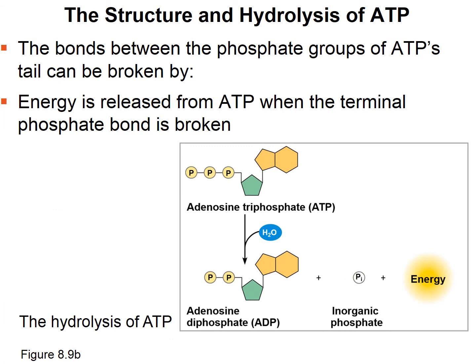The bonds between the phosphate groups of ATP's tail can be broken by hydrolysis. Remember, hydrolysis is when water is added to break a bond. This is exergonic. Energy is released from ATP when that terminal or end phosphate bond is broken. So in this diagram in 8.9b, we see the hydrolysis of ATP. We have the molecule ATP. Water is added and one of those phosphate groups is released. At the same time, energy is released. That energy can then be used to perform work.